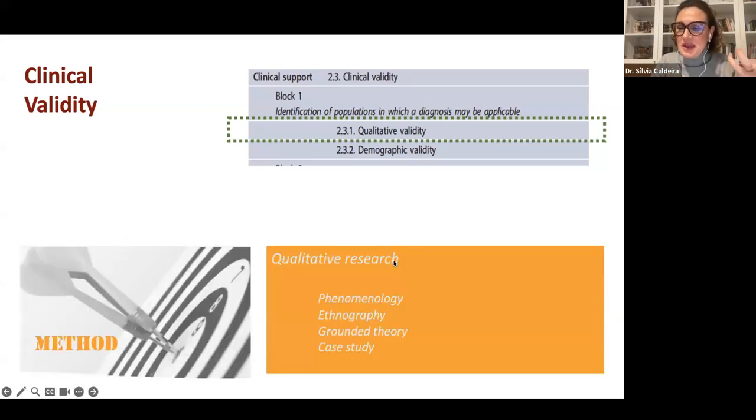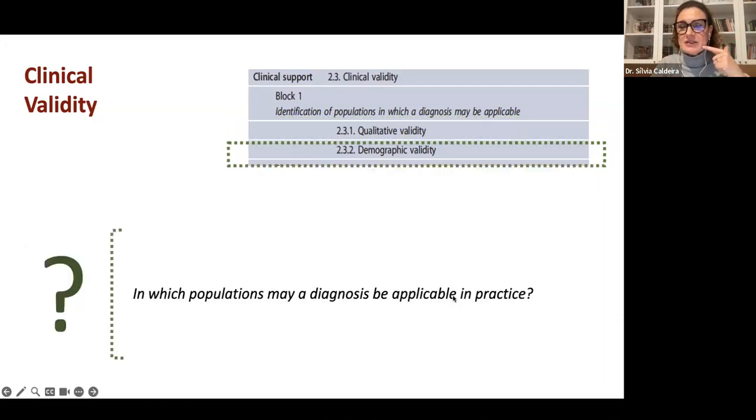So here we have the qualitative research, and we can use phenomenology if you want to understand the lived experience of that. You can do ethnography if you want to go into the culture and observe, with participatory observation, that human response and that nursing diagnosis. Or grounded theory if you want to understand the process of living that nursing diagnosis, or case study. These are the different qualitative studies that you can use for this level of evidence.